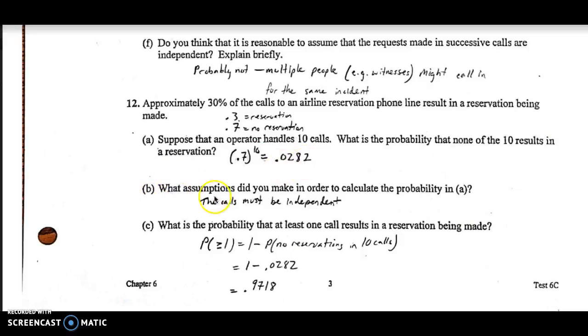Part B, what assumption did you make in order to calculate that probability? The assumption you make is that each of the calls is independent, and that allows you to just multiply 0.7 times itself for each number of calls. Part C, what is the probability that at least one call results in a reservation? So again, the probability of at least one is 1 minus the probability of no reservations over the 10 calls. We already figured that probability out in Part A, so we're just doing 1 minus 0.0282, which gives us 0.9718.